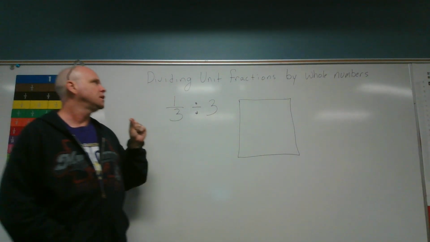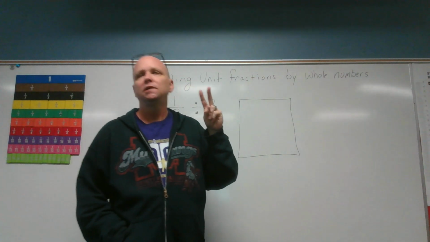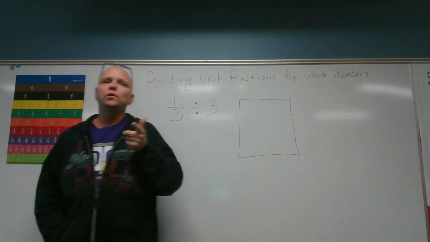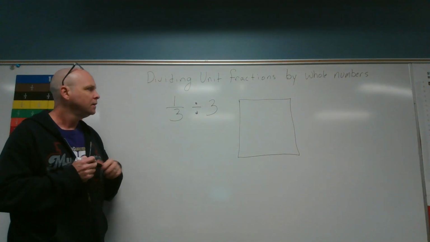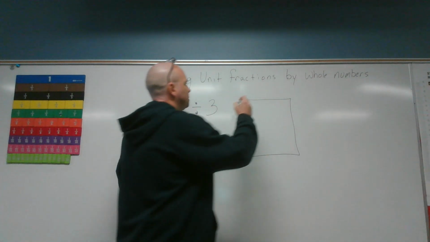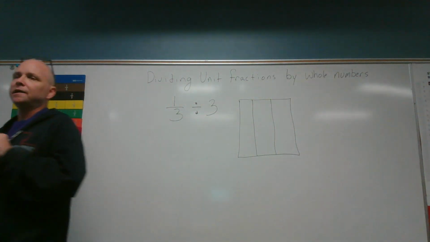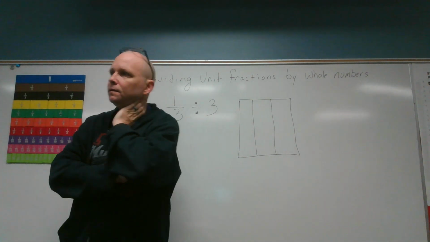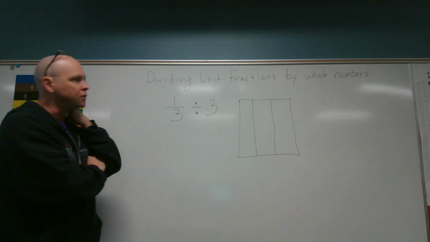All right, so one of the problems on your paper that you're doing, and I'm going to show you both ways to do it. I'm going to show you with the visual, and I'm going to show you with the standard algorithm. But one of the problems that you have on your paper is 1/3 divided by 3. So we are dividing 1/3. So your picture needs to be divided into thirds. Now if you went horizontally, that's fine. I went vertically. Your picture needs to be divided into thirds, either horizontally or vertically.